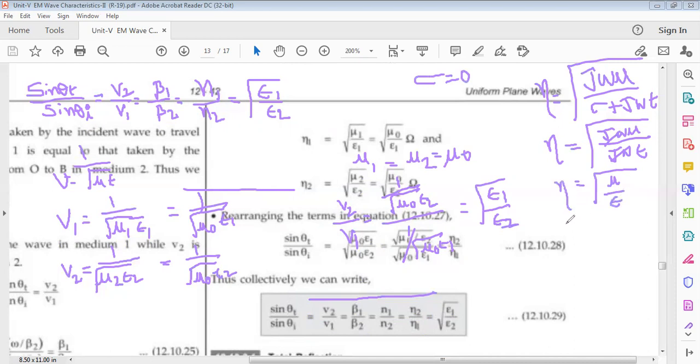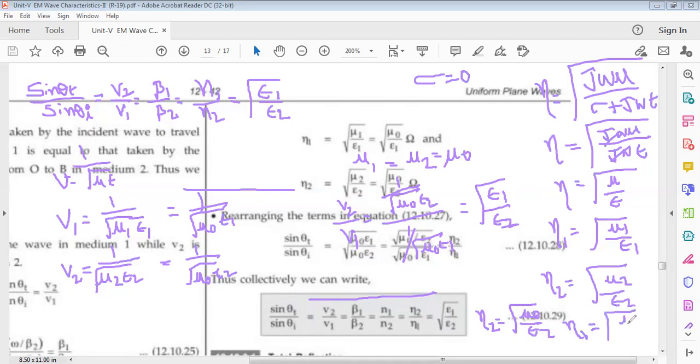Eta is equal, when it is in the medium 1, eta 1 is equal to under root of mu 1 by epsilon 1, and in the medium 2, eta 2 is equal to under root of mu 2 by epsilon 2, sorry. And in the non-magnetic medium, mu 1 and mu 2 are both mu naught only. Eta 2 becomes under root of mu naught by epsilon 2, and eta 1 is equal to under root of mu naught by epsilon 1.